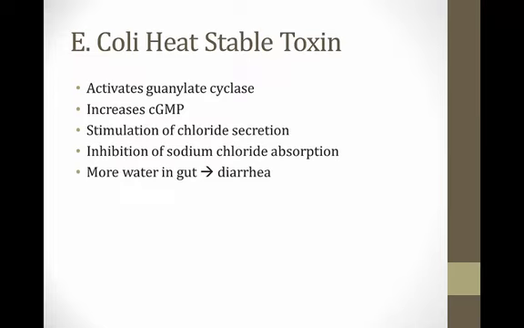Heat stable toxin has a mechanism that is not as well worked out as for heat labile toxin. What we do know about it is that it activates guanylate cyclase and increases cyclic GMP. So this is different from the labile toxin, which works on adenylate cyclase. It's been shown to stimulate chloride secretion and to inhibit chloride reabsorption. And the bottom line is you end up with more electrolytes and therefore more water in the gut, and you end up with watery diarrhea.